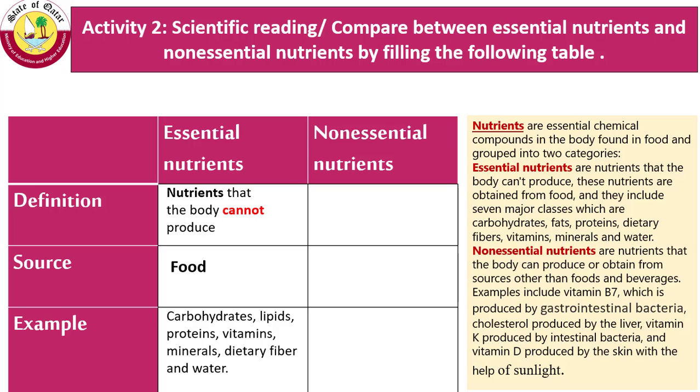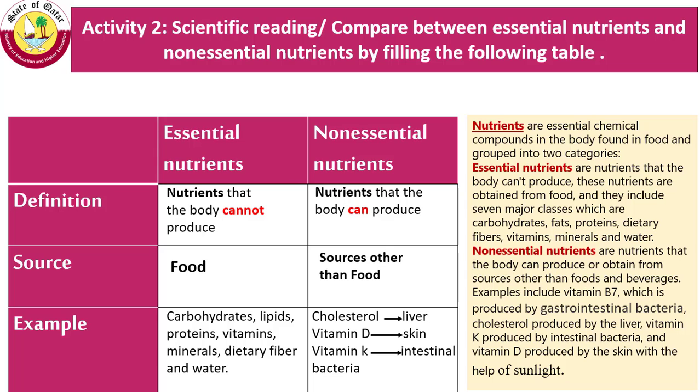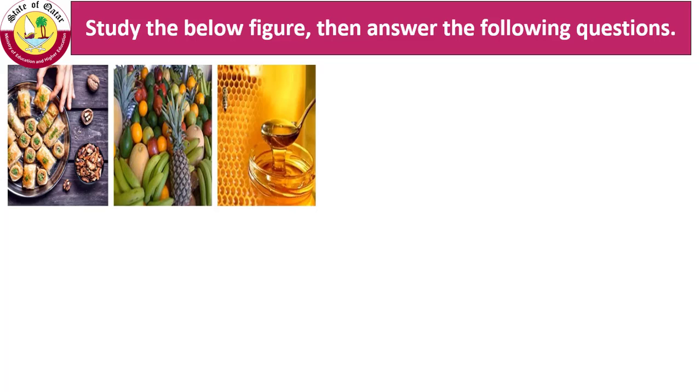What about non-essential nutrients? Non-essential nutrients are nutrients that the body can produce, and they are obtained from sources other than food. For example, cholesterol, that is produced by the liver, vitamin D, that is produced by skin when exposed to sunlight, and vitamin K, that is produced by the intestinal bacteria. And now, study the below figure, then answer the following questions.